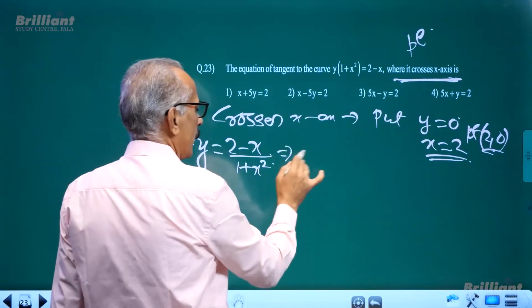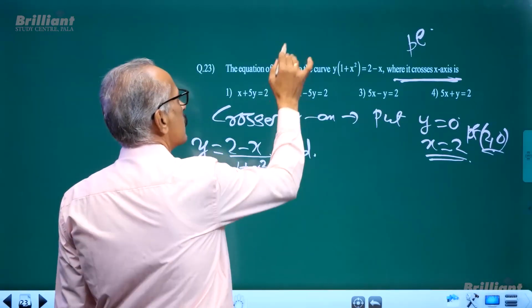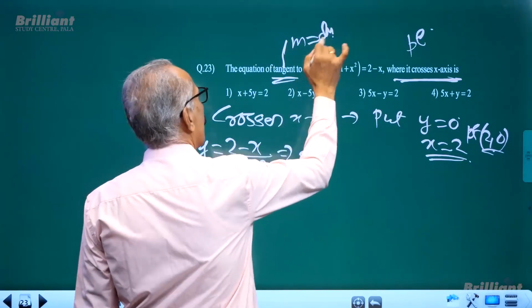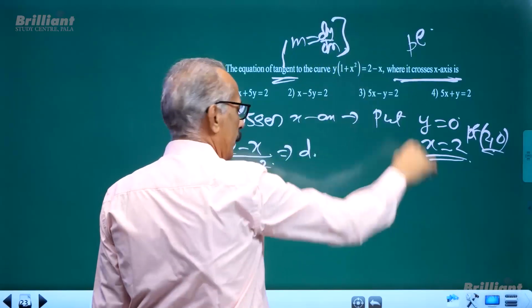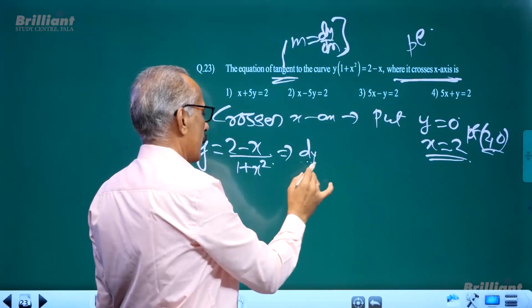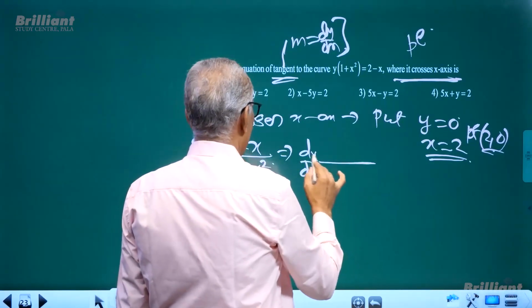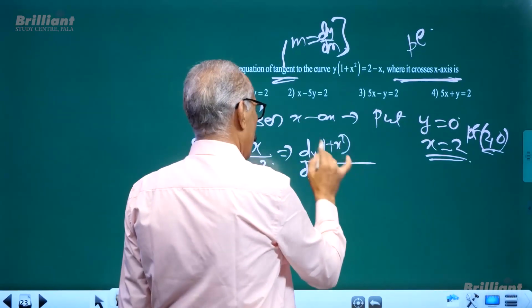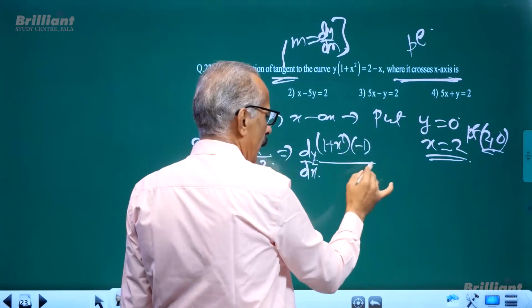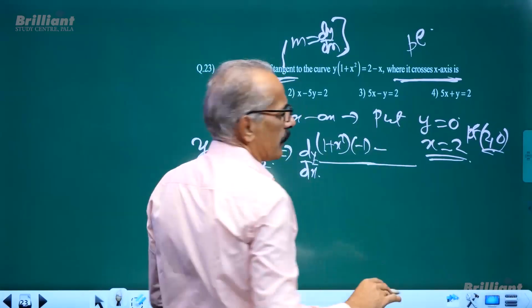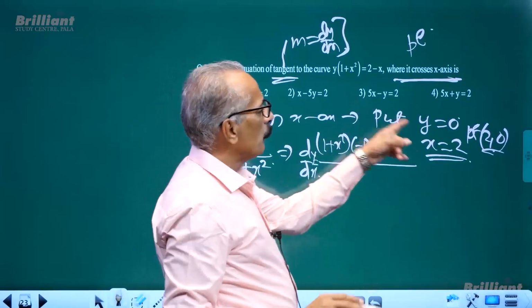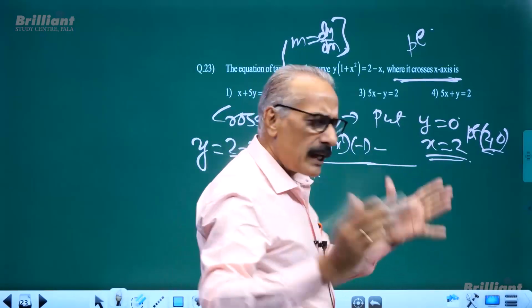Now, dy by dx. You know, tangent means slope. m is equal to dy by dx at the point. Well, dy by dx. Tell me dy by dx. That means denominator, that is 1 plus x square, into minus 1, minus numerator. You need not worry about the numerator. The numerator becomes 0, so you can avoid that step.